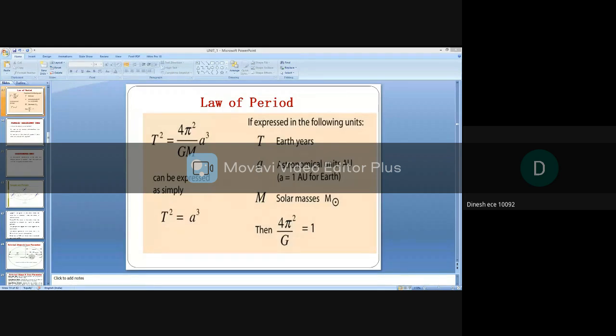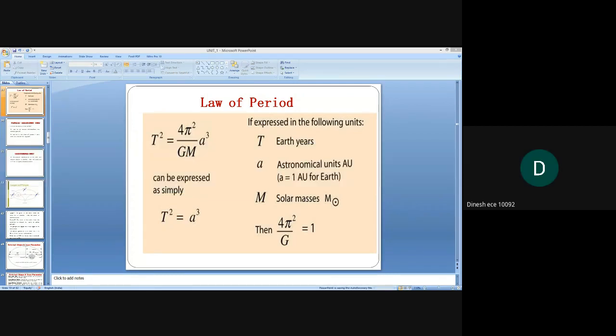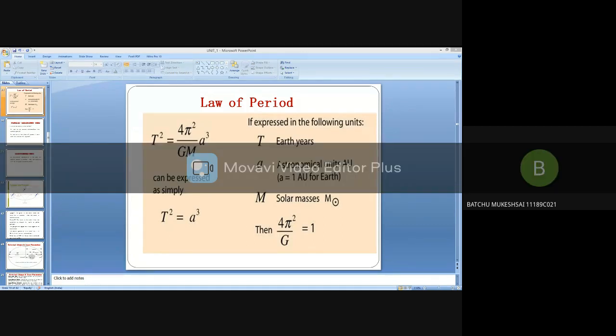M in the law of periods is the solar mass. It stands for solar mass. Okay, sir. But what about M, sir, when T squared equals a cubed? Here you said 4 pi squared by G equals 1. What about M there?